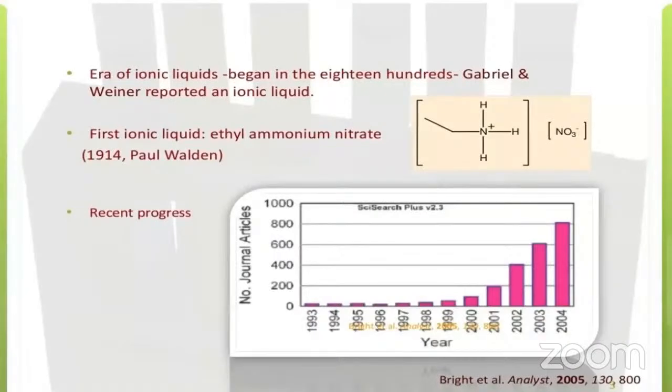Now, the era of ionic liquid. Ionic liquid was first reported by Gabriel and Winner. The first discovered ionic liquid was ethyl ammonium nitrate, discovered by Paul Walden in 1940. Now, this is the recent progress report of ionic liquid year by year.